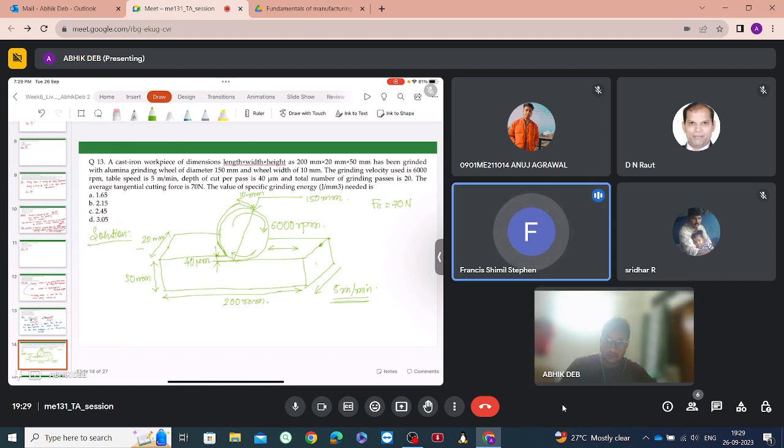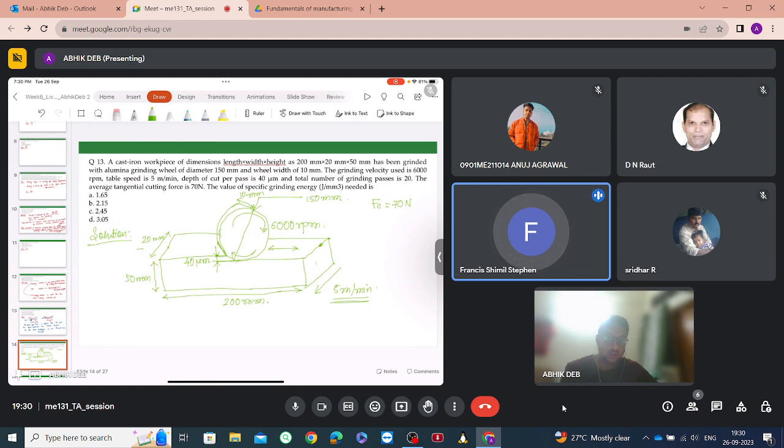Okay, sir. So actually, for each pass, 10 mm width of that grinding will be cut. Yes, yes. So we have the entire cut, we have 20 mm. So there has to be a feed given in this direction so that gradually that 20 mm can be cut, right? Yes, sir.